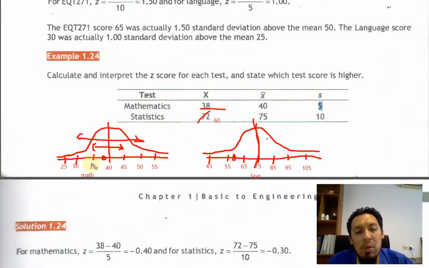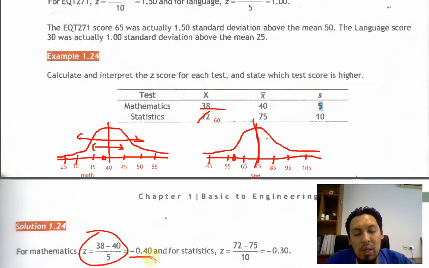Now, without drawing like this, how can we do the same comparison? By using z-score. So we use the formula of z-score as you can see here. This is the calculation for mathematics. X minus x bar over the standard deviation, you get negative 0.4.